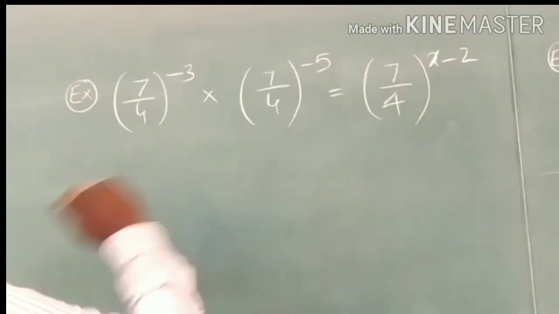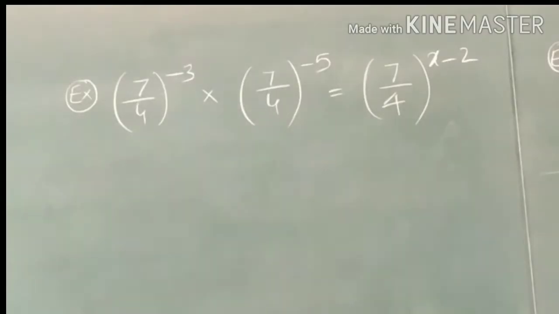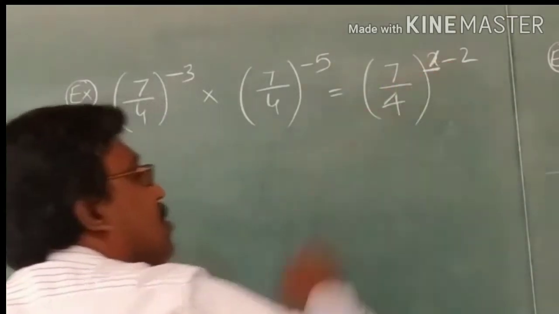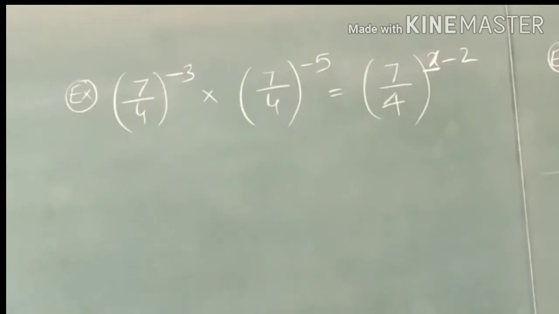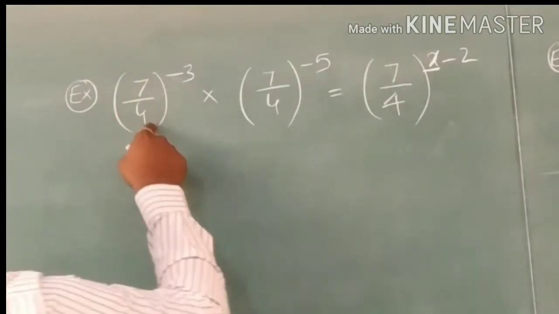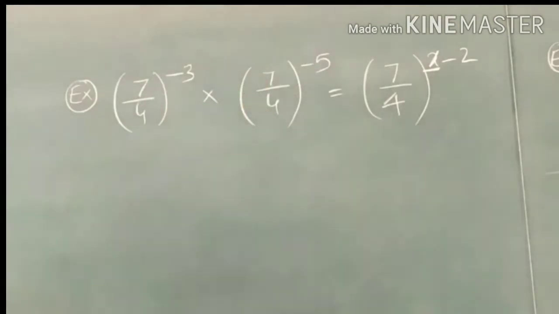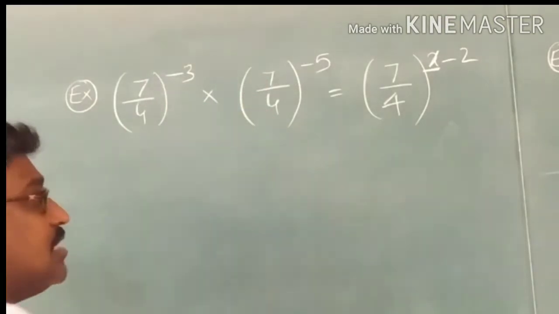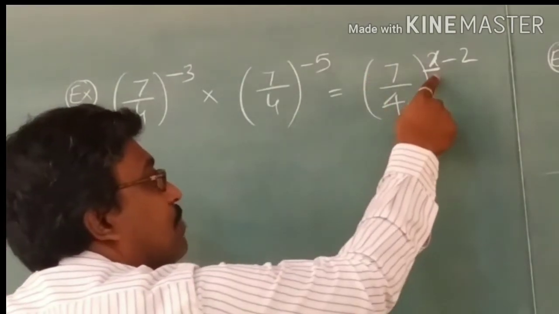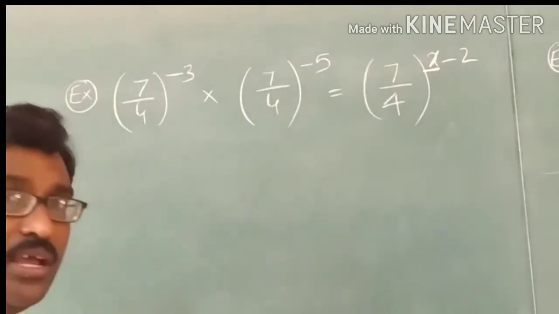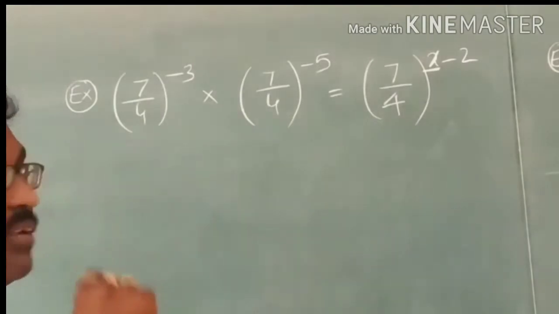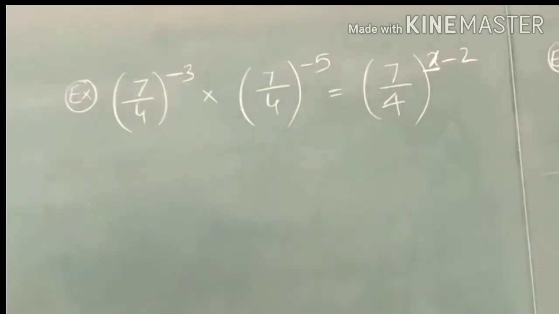Okay. In this question, find the value of x. 7 by 4 whole to the power of minus 3, 7 by 4 whole to the power of minus 5 is equal to 7 by 4 whole to the power of x minus 2. In this, you need to find out the value of x.